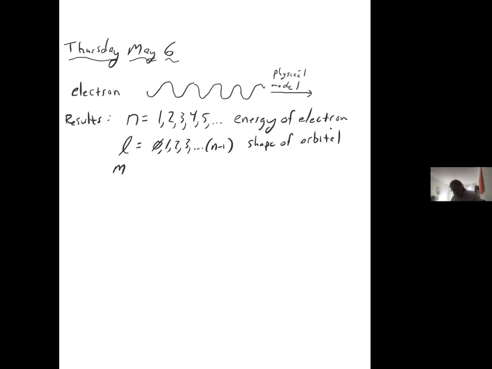Then you get this third quantum number, which is called m sub L, which has to do with magnetic properties. It can be 0, but it can also be negative. So it can be plus or minus 1, plus or minus 2, all the way up to plus or minus L. And this gives you the direction of the orbital. Okay, so if you combine those three quantum numbers, you get these certain shapes, you get these orbitals.